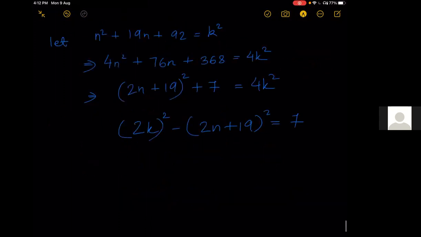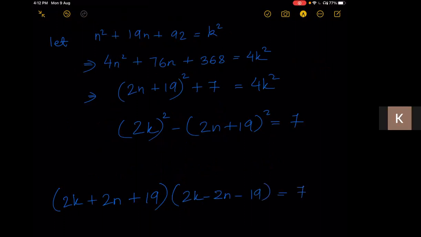Now factors of 7 are 1 comma 7, 7 comma 1, minus 1 comma minus 7, minus 7 comma minus 1. Now we can see for each case. Yeah, very good. That is exactly my method. Thanks for telling me and saving the trouble.